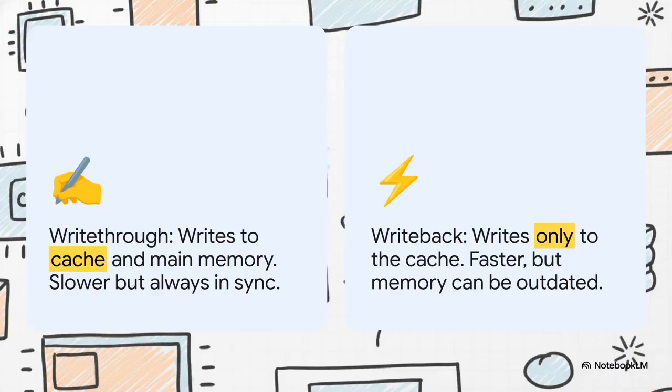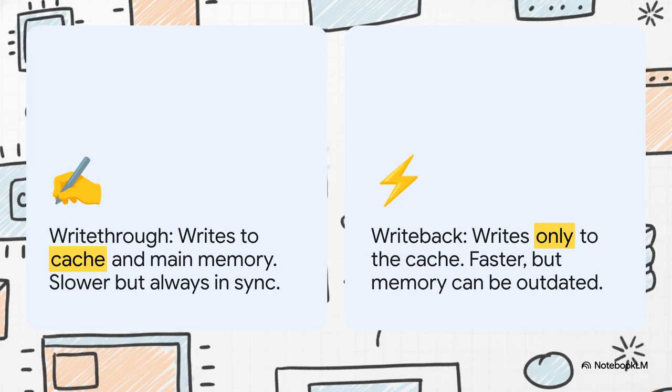So there are two main ways to handle this. First up is write through. This is the safe, simple, by-the-book approach. Every single time the processor writes to the cache, the controller immediately writes that exact same data all the way back to the main memory. It keeps everything perfectly consistent, but it's also slower because you're always waiting on that sluggish main memory.